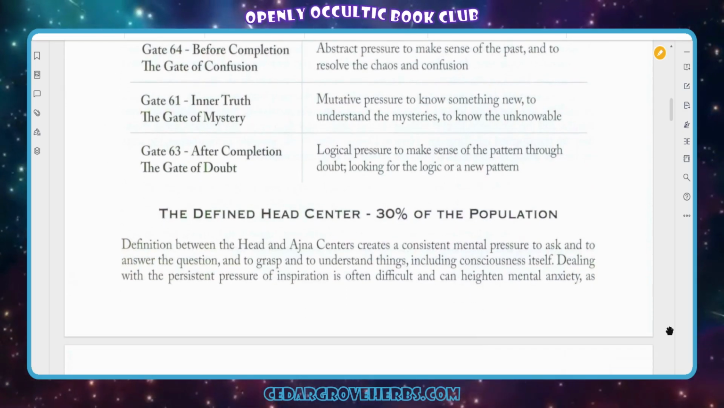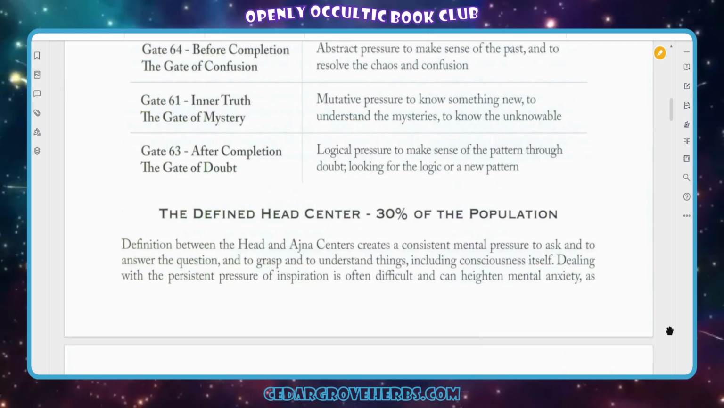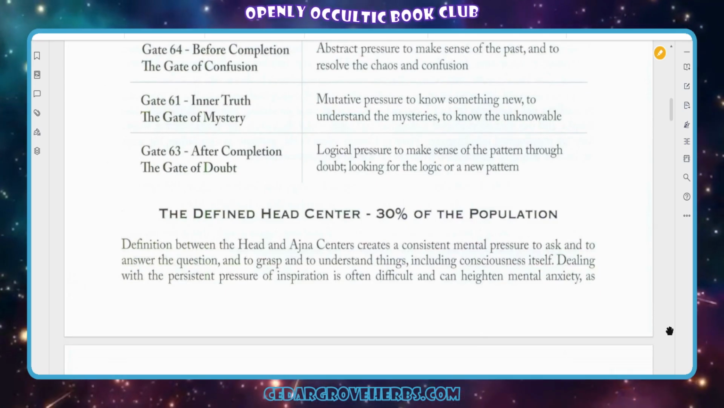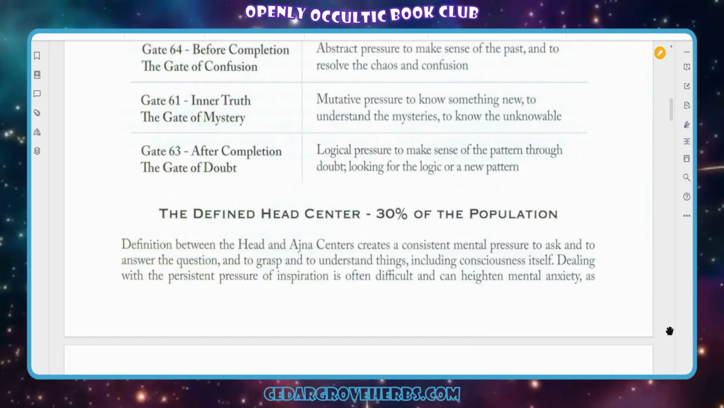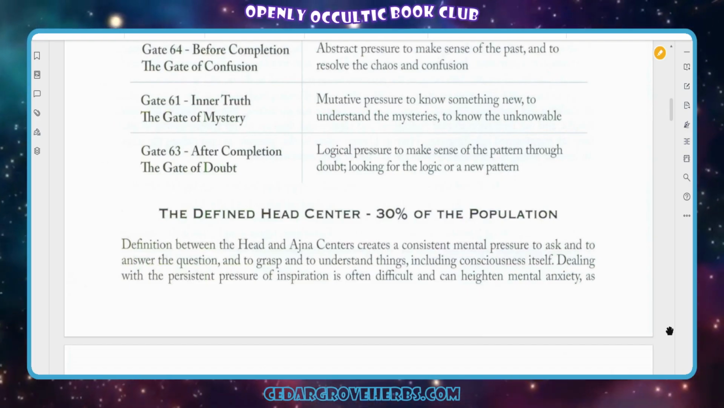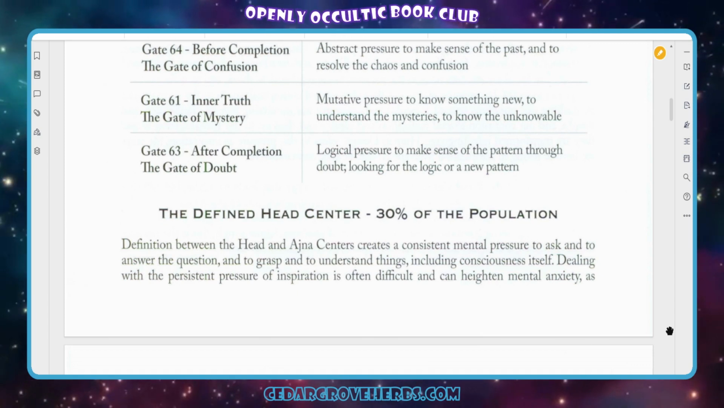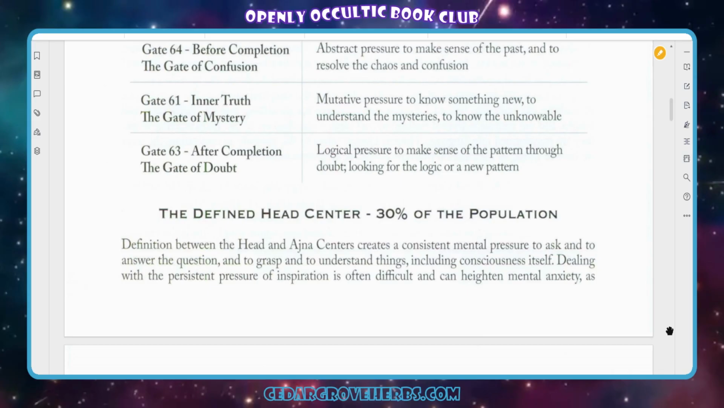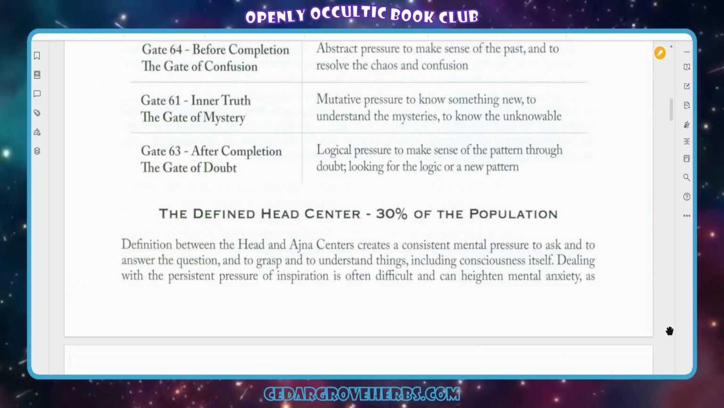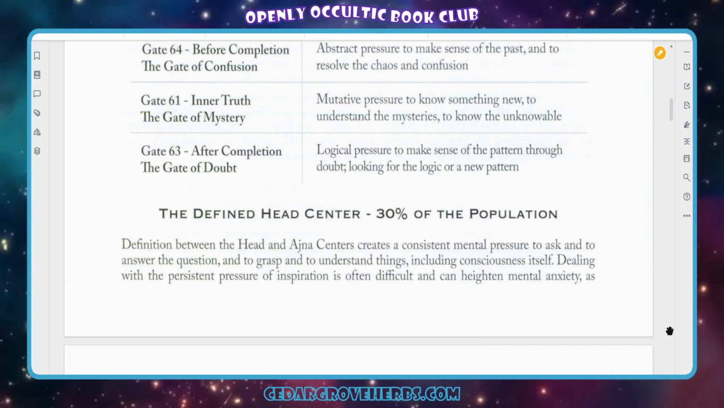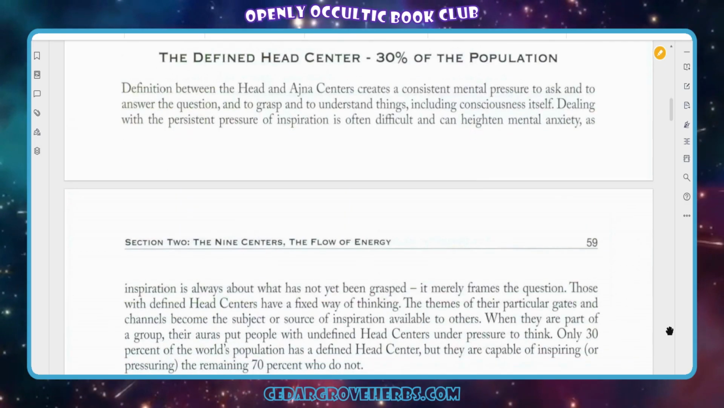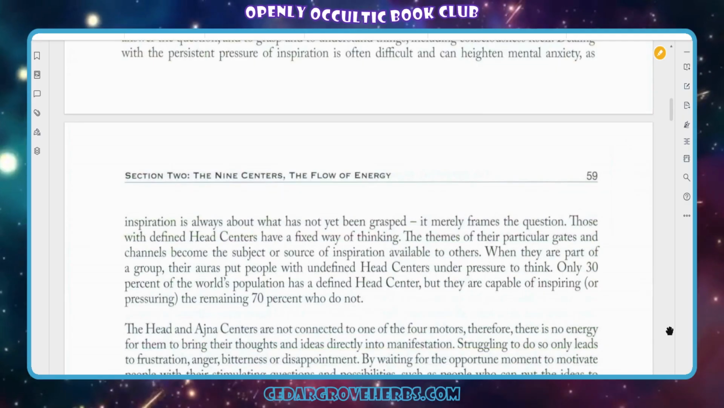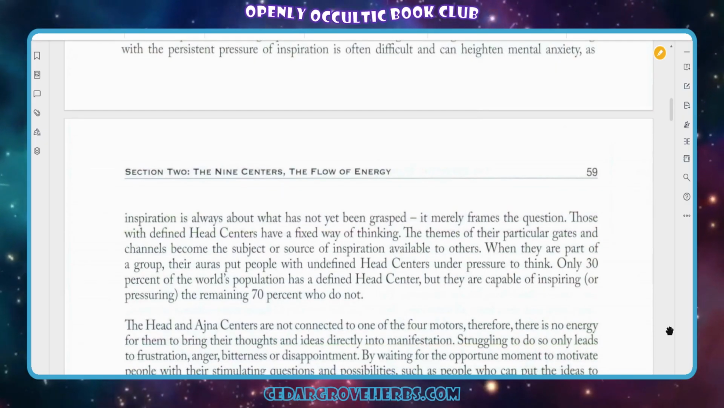The defined head center is 30% of the population. Definition between the head and ajna centers creates a consistent mental pressure to ask and to answer the question, and to grasp and to understand things, including consciousness itself. Dealing with the persistent pressure of inspiration is often difficult and can heighten mental anxiety, as inspiration is always about what has not yet been grasped. It merely frames the questions.